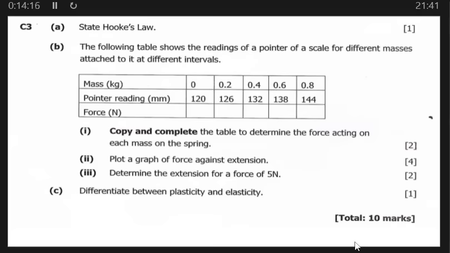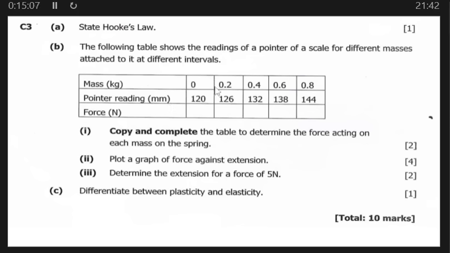B says, the following table shows the readings of a pointer of a scale for different masses attached to it at different intervals. So we have masses here that were attached to a scale, and these were the pointer readings when the masses were attached to the scale. When there was no mass attached to the scale, the pointer reading was pointing at 120 millimeters.